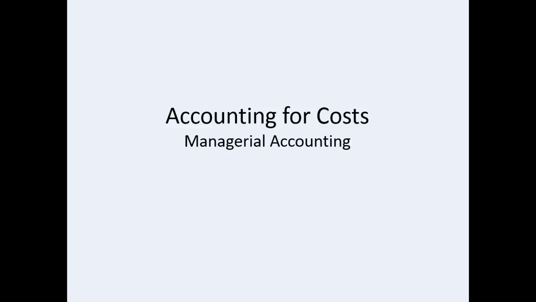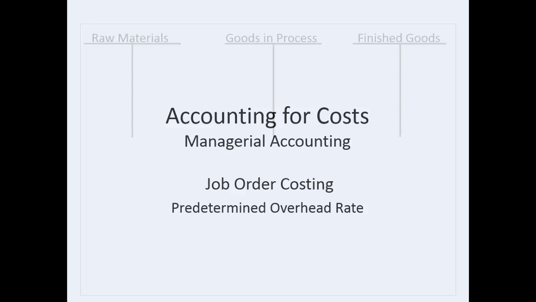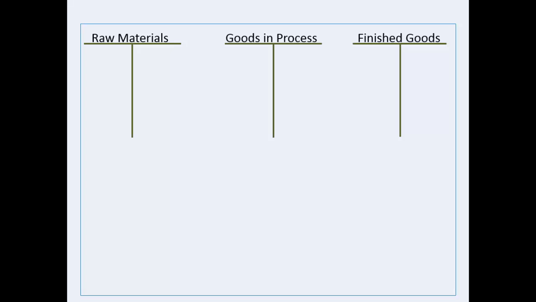We're going to look at accounting for costs, or an introduction to some managerial accounting concepts, focusing on job order costing and the predetermined overhead rate. With a manufacturer, there will be three inventories: raw materials inventory, goods in process, sometimes called work in process, and finished goods. You can think of goods in process as the activity on your manufacturing floor, the products being produced, and finished goods is the same as merchandise inventory for a merchandiser.